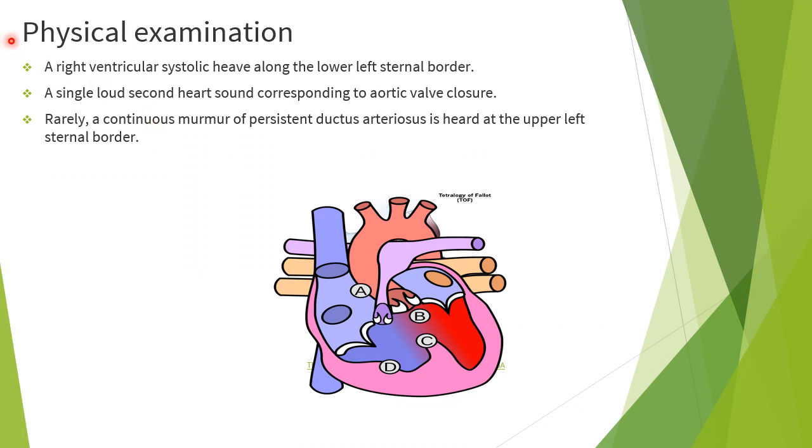Physical examination of tetralogy of Fallot. Right ventricular systolic heave along the lower left sternal border, a single loud second heart sound corresponding to the aortic valve closure. Rarely, a continuous murmur of patent ductus arteriosus is heard at the upper left sternal border.